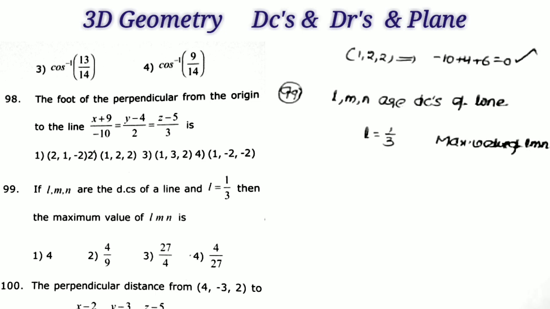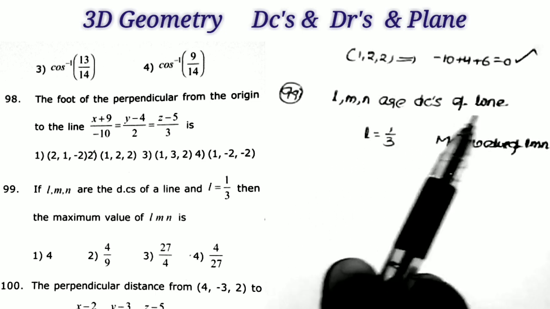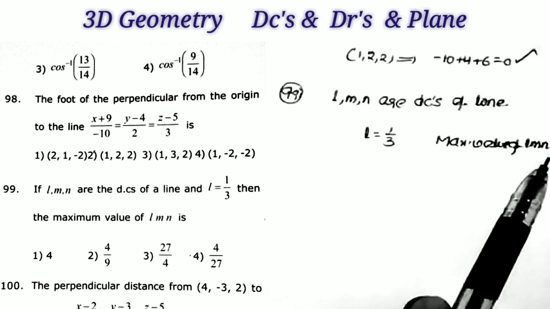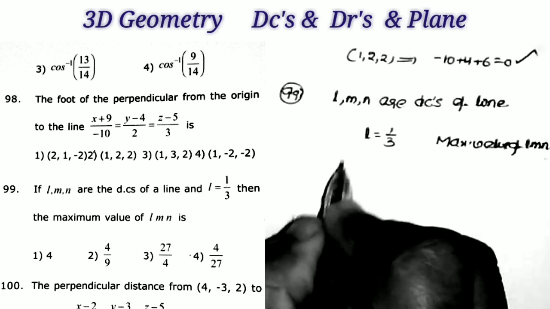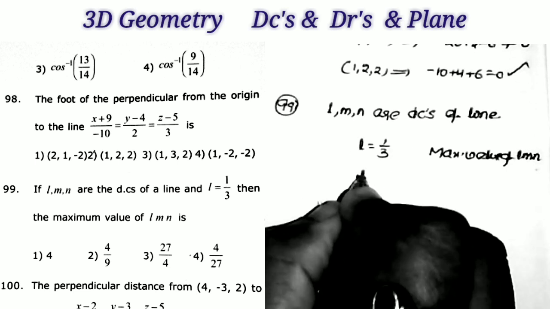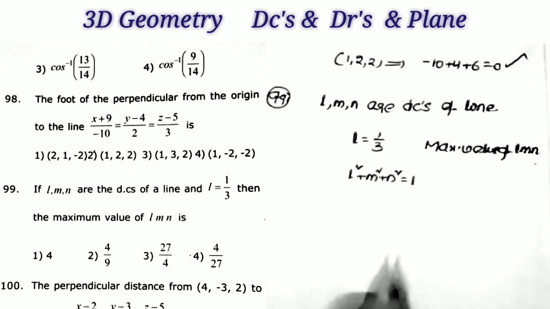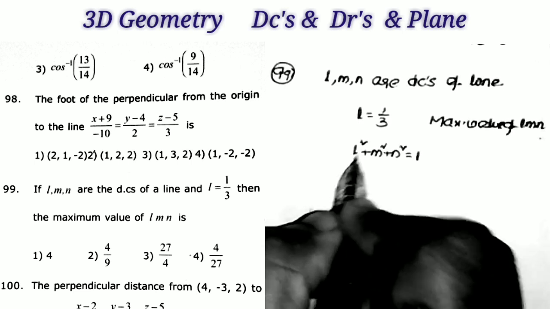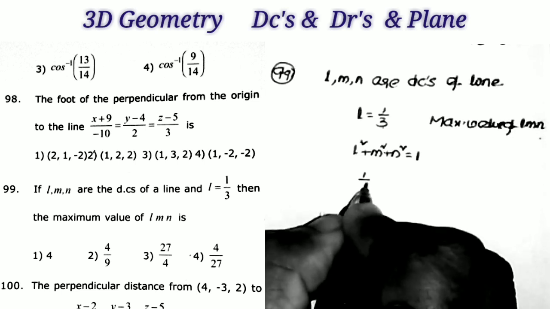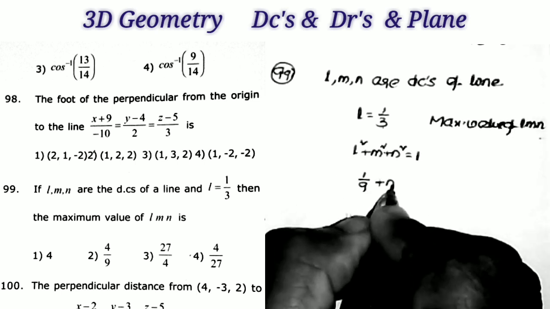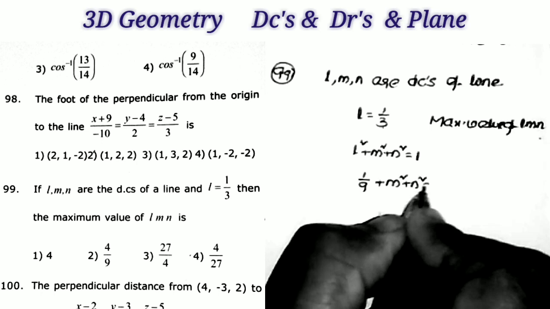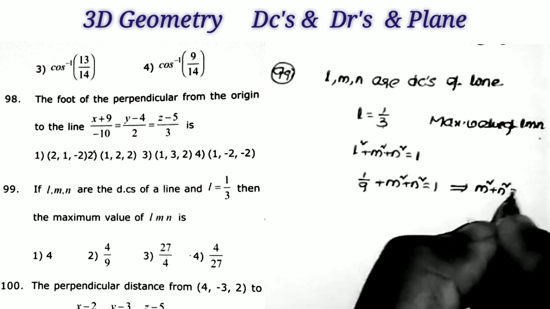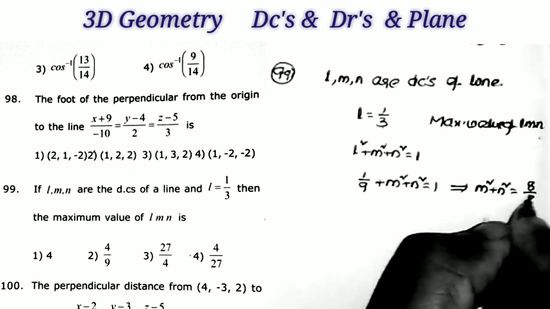Next question, sum number 99. If L, M, N are the DCs of a line and L is equal to 1 by 3, then what is the maximum value of LMN? Okay. So given that L, M, N are the DCs of a line. Now what is the relation between the DCs of a line? L square plus M square plus N square is equal to 1. Okay. And already given here L is equal to 1 by 3. That is 1 by 3 whole square, 1 by 9 plus M square plus N square is equal to 1. That is M square plus N square is equal to 1 minus 1 by 9, that is equal to 8 by 9.